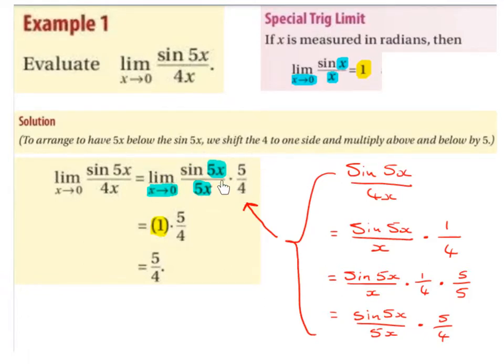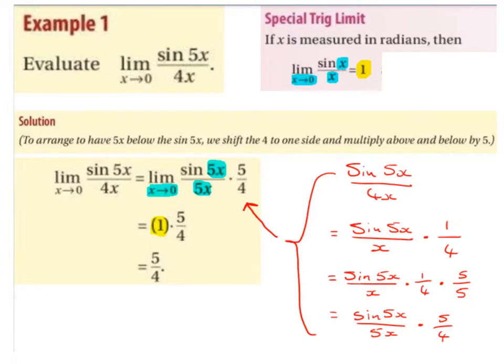So where did we get this from? Sine 5x over 4x can be rewritten as sine 5x over x multiplied by 1 over 4. Because what I'm doing here is I'm breaking apart the 4x. So I've got x times 4 gives me 4x. So technically on the top I have sine 5x multiplied by 1, because anything multiplied by 1 is itself. So if you multiply this back out, sine 5x times 1 is sine 5x, and x times 4 is 4x. So I've just broken this term apart.